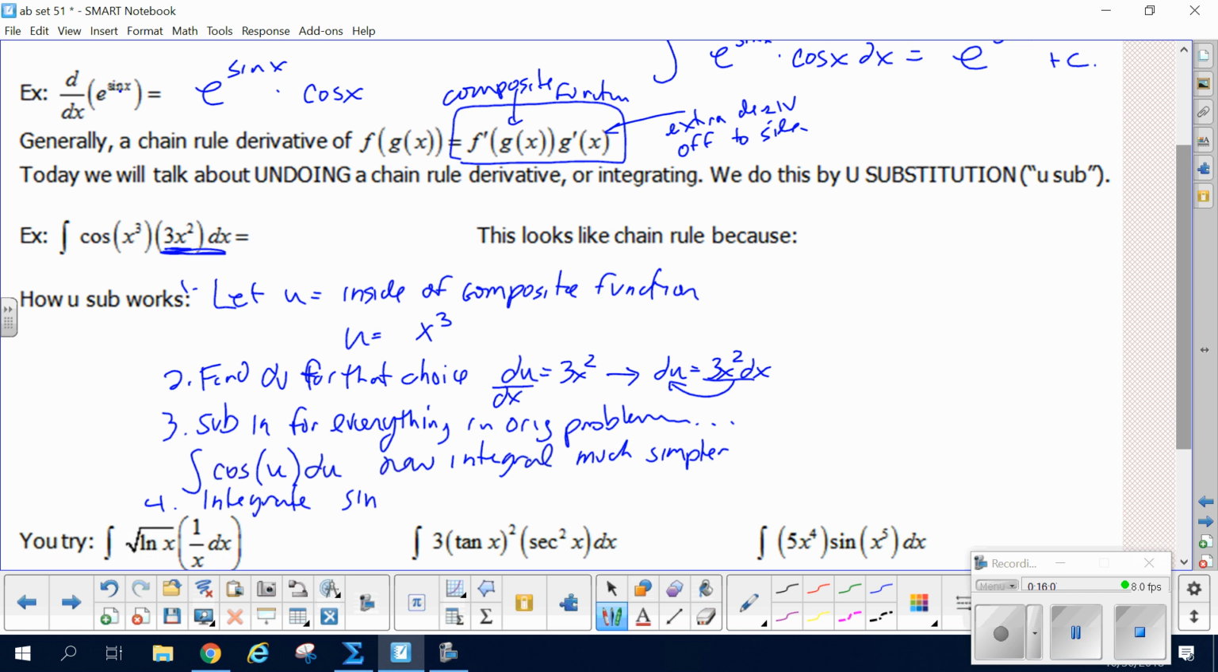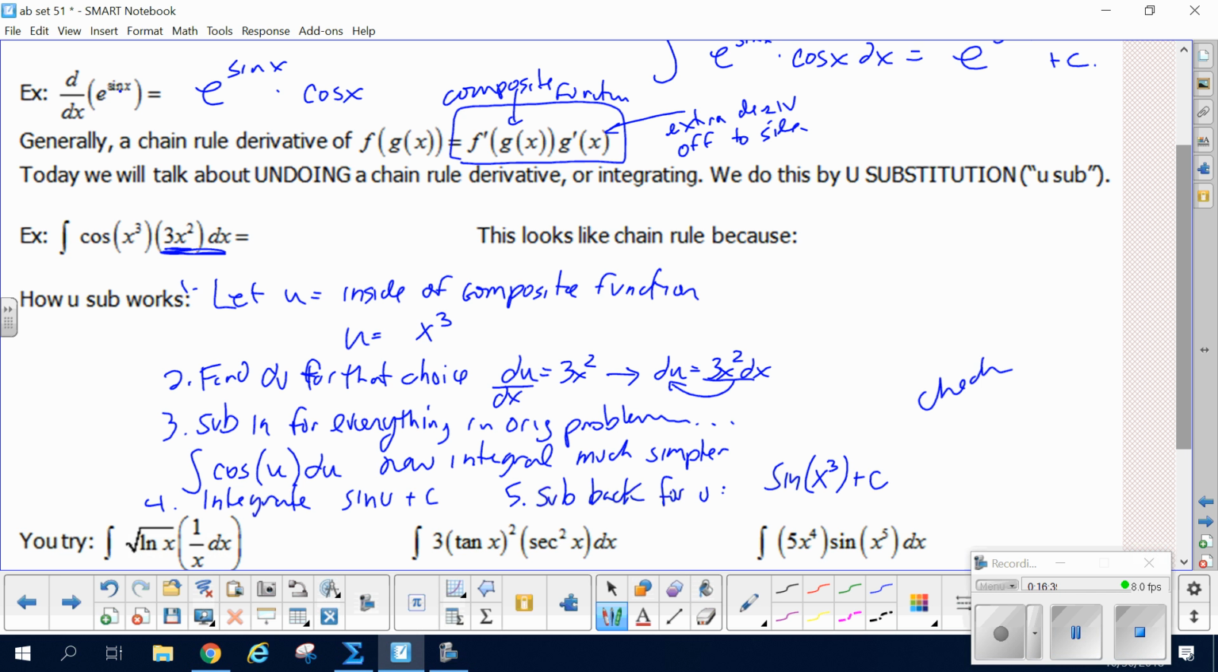You get sine u plus c. Now, the last thing is, the original problem was in x, and so your answer should be in x. So your last thing is then to sub back in for u. What is u equal? Sine of, what's u instead? x cubed plus c. Now does that check? If I took the derivative on that, would that equal cosine of x cubed times 3x squared?